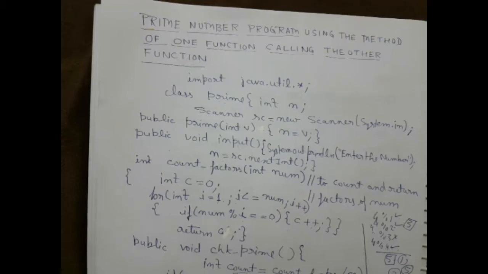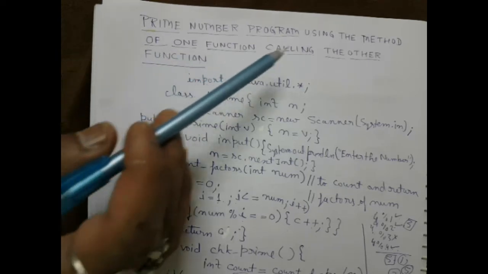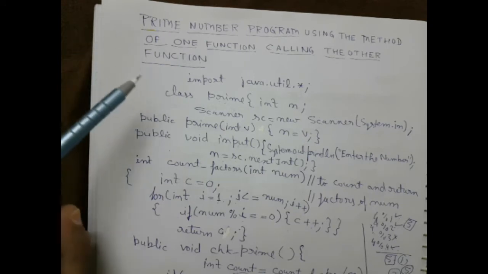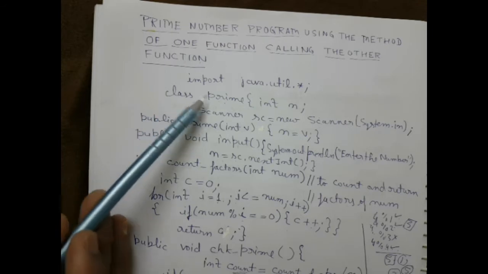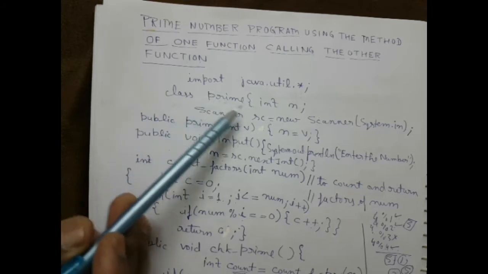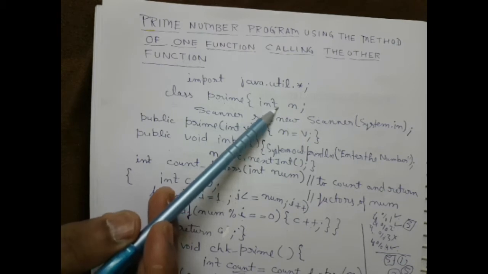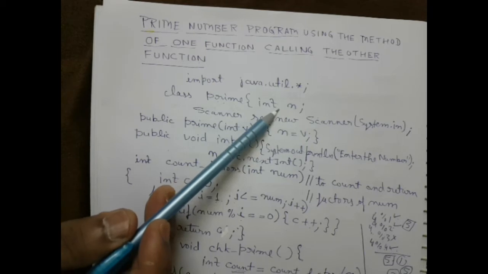Students, we are going to discuss a prime number program in this video, and here we are using a mechanism of one function calling the other function. So we'll see a program here. A program in Java always needs a class, so we have created a class Prime. This is a data member int n, which will store the integer which has to be checked whether it is a prime number or not.